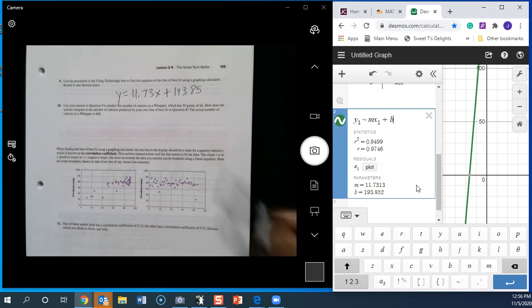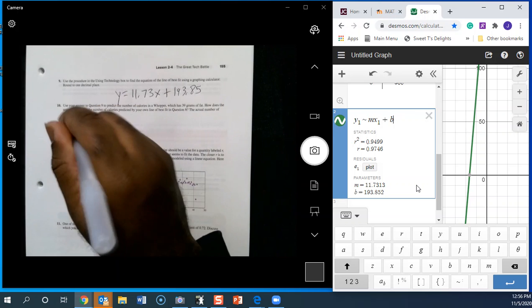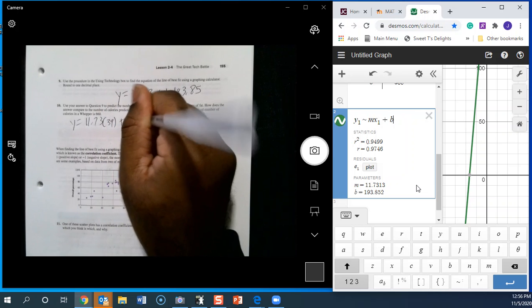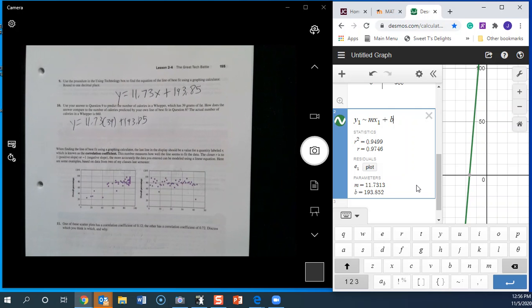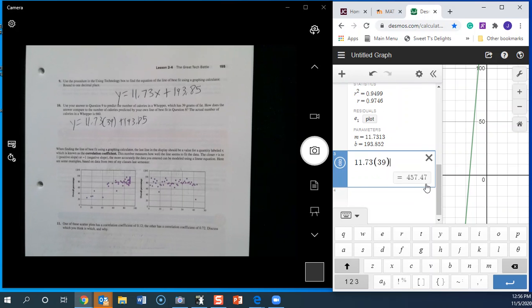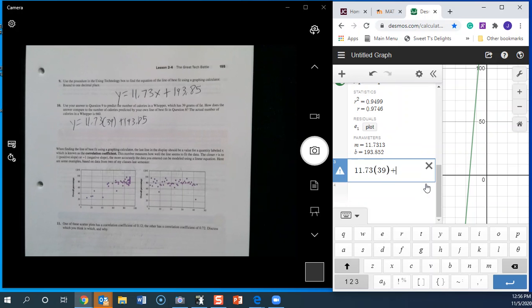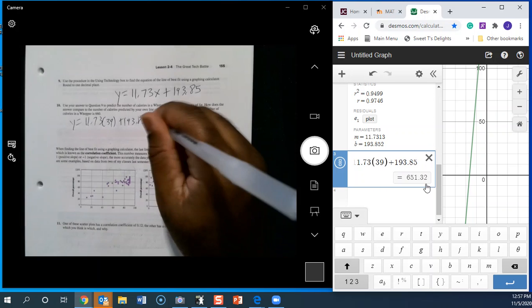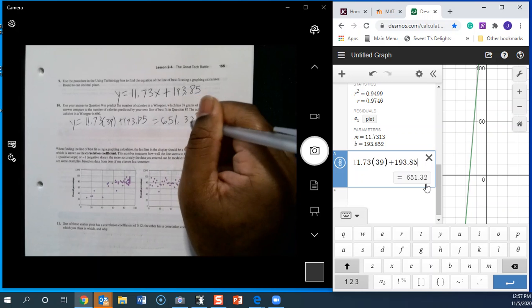So let's go here, and we're going to substitute in for the Whopper. It's y equals 11.73 times 39 plus 193.85. So now we need to put this in our calculator. We can put this in Desmos. So we have 11.73 times 39, and we're using parentheses as multiplication, plus the 193.85. So that gives us 651.32 calories.